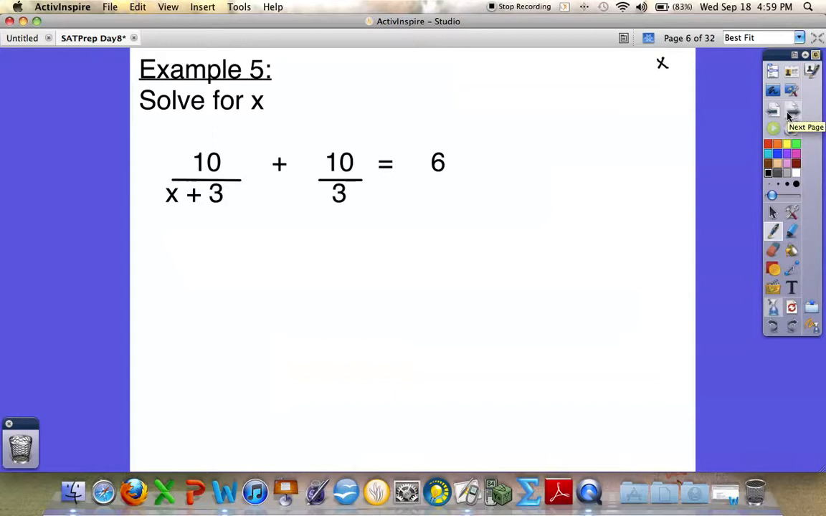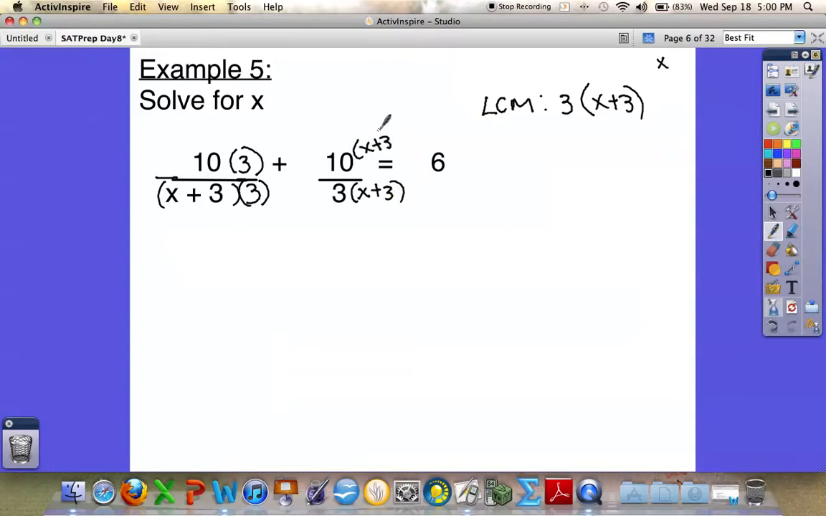And example 5. Again, this is an LCM problem, very similar to the one we did earlier. So this time my denominators are 3 and x plus 3. So what I'm going to do is begin to change the equation as it's written. Well, I already have an x plus 3, but I needed an additional 3 in this denominator, therefore I add it to the numerator. Here I already have a 3, but I need an x plus 3, so I'm going to add it up here as well.